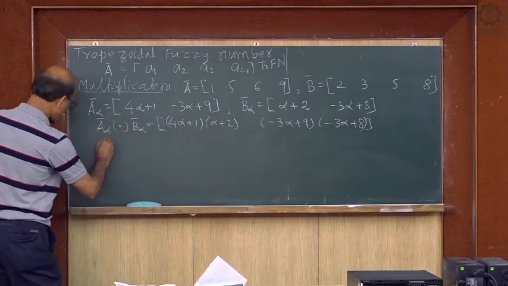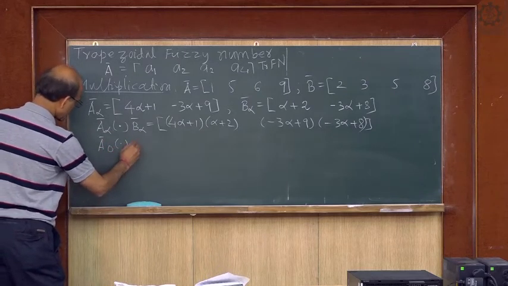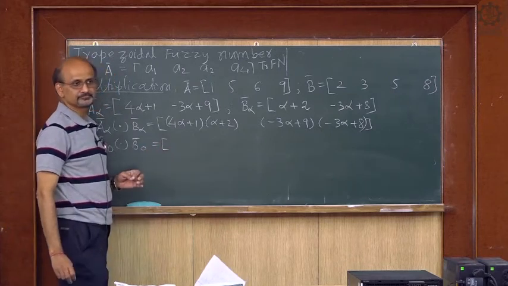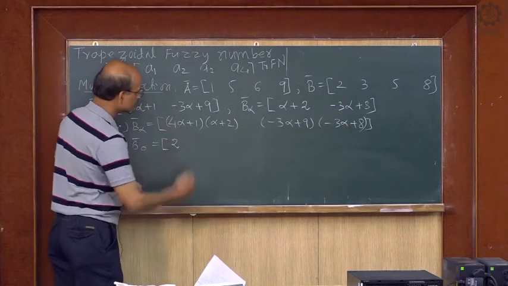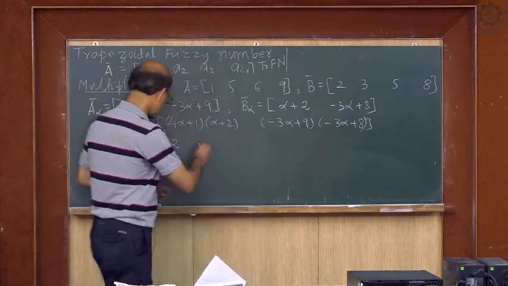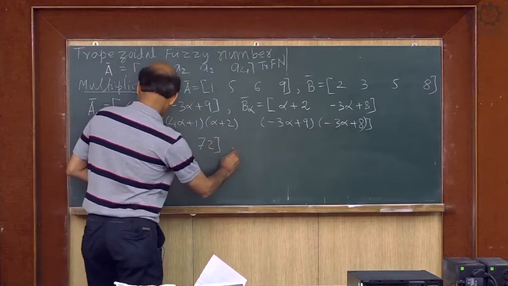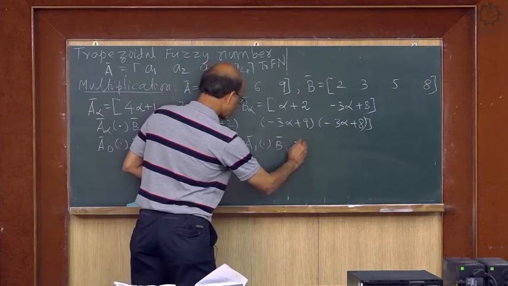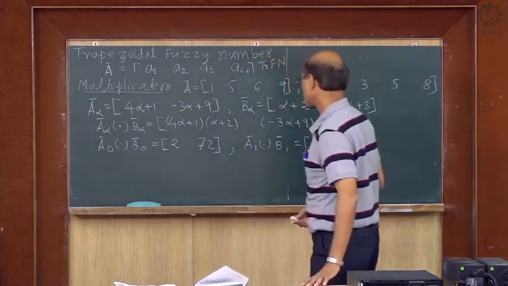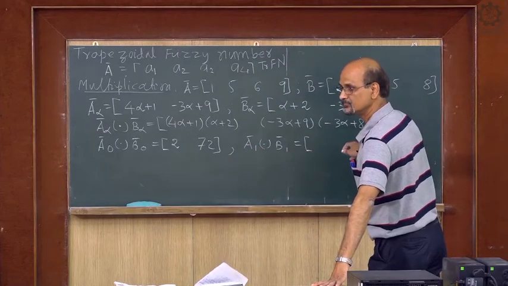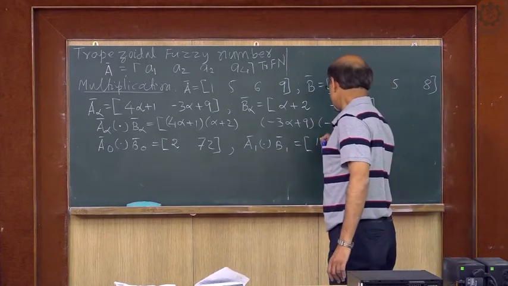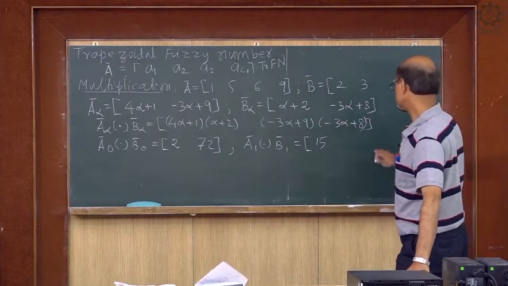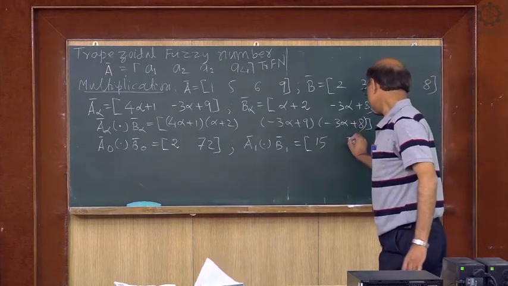So, I have A bar 0 into B bar 0. So, what we will get? 2 and 72, very simple. And I have A bar 1 into B bar 1. What we will get? 15, okay, left side, right side 40, sure, 30.